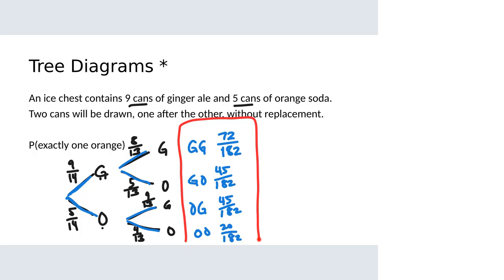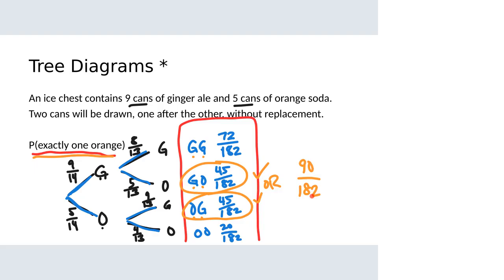We're just going to use that sample space to answer questions. The question I was asked is, what's the probability of getting exactly 1 orange soda? And when I look here, let's see, that's 2 ginger ales. That's ginger ale orange. That's 1 orange soda. Orange ginger ale, that's 1 orange soda. Orange orange has orange in it, but it's 2, and that's no good. I need exactly 1. So I could get exactly 1 orange this way or this way. I'll add those together and have 90 out of 182.